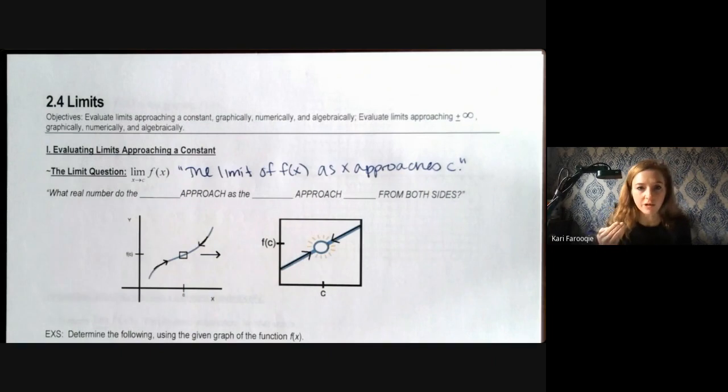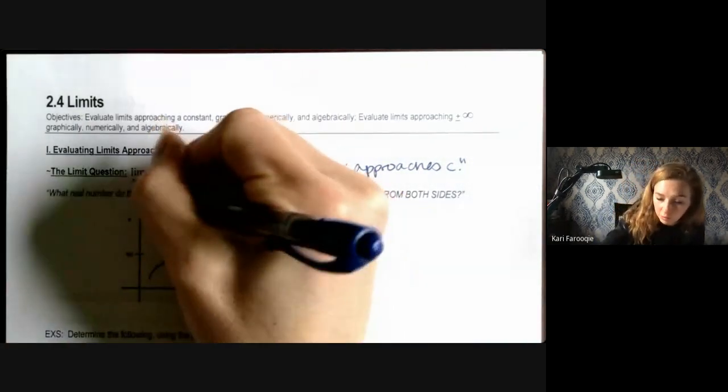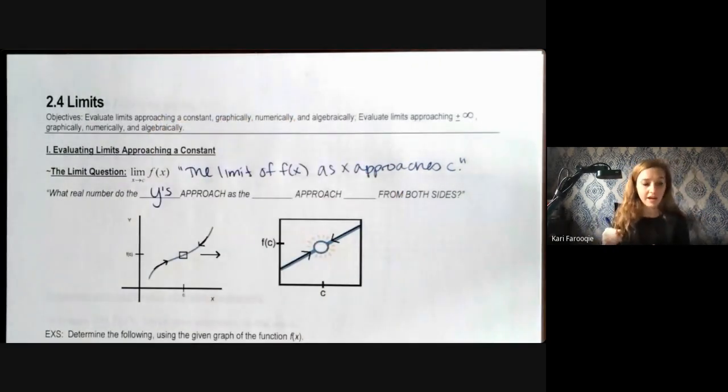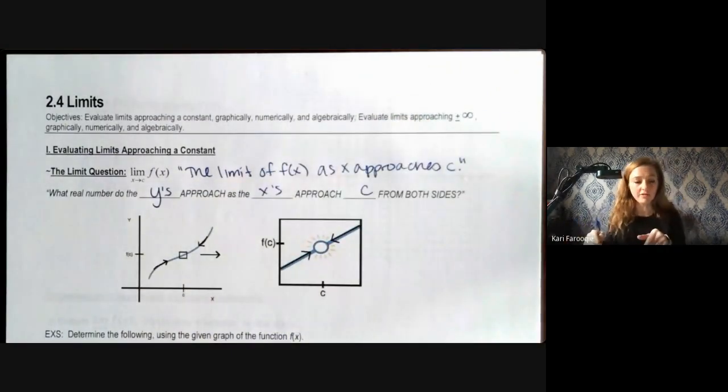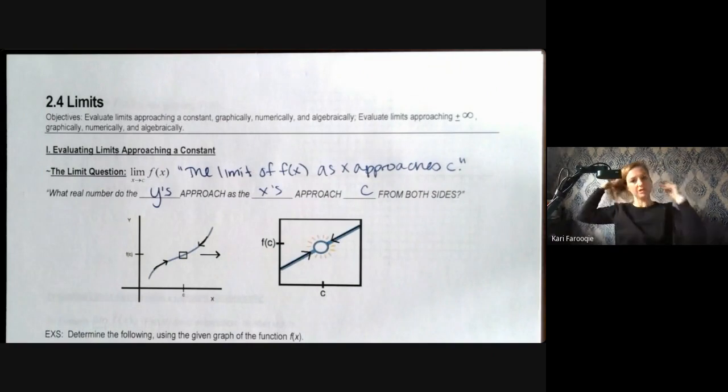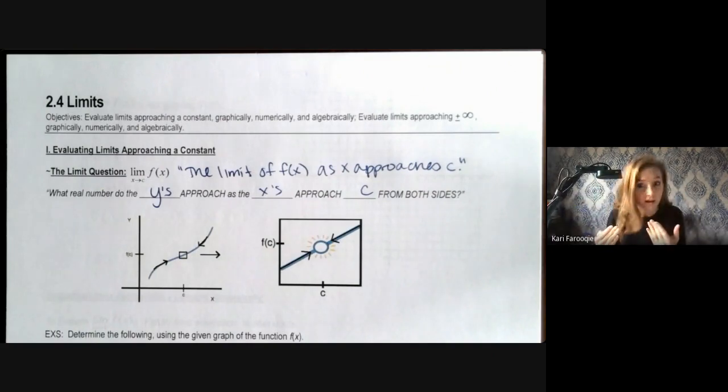So we're going to be using this notation. It's LIM for limit, and then you're going to have a value to which x is heading, and then we're looking at functions of x. So the question we're really asking when we talk about a limit is: what real number do the y's approach as the x's approach c from both sides? We're going to focus more in the next section on one-sided limits.